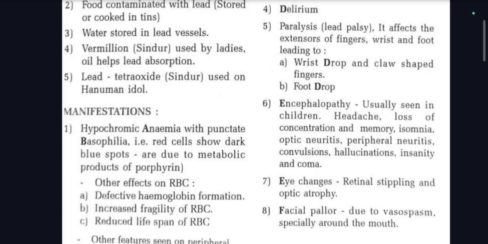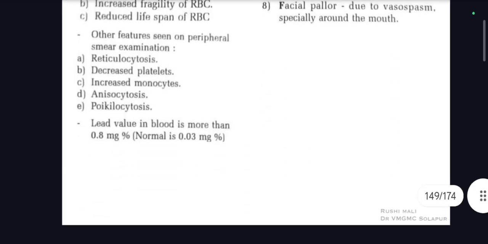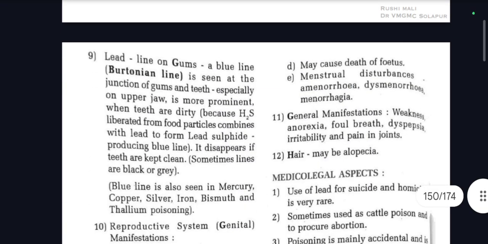What about eye changes? Retinal stippling and optic atrophy. See, retinal stippling is also an MCQ. So in eye changes, you are going to observe retinal stippling, then optic atrophy. What about facial pallor? Due to vasospasm, especially around the mouth. So around the mouth, you are going to observe facial pallor. So these are the 8 manifestations which we learned in chronic lead poisoning.